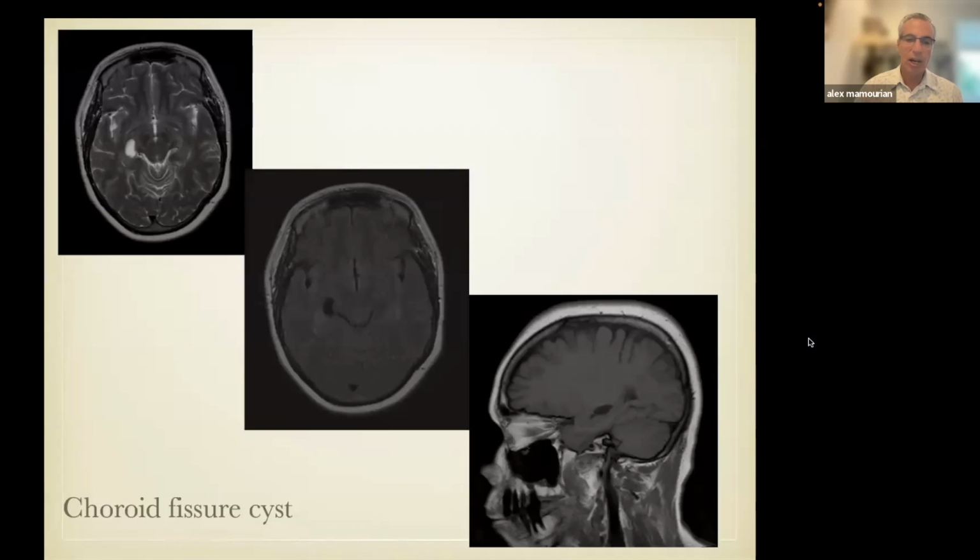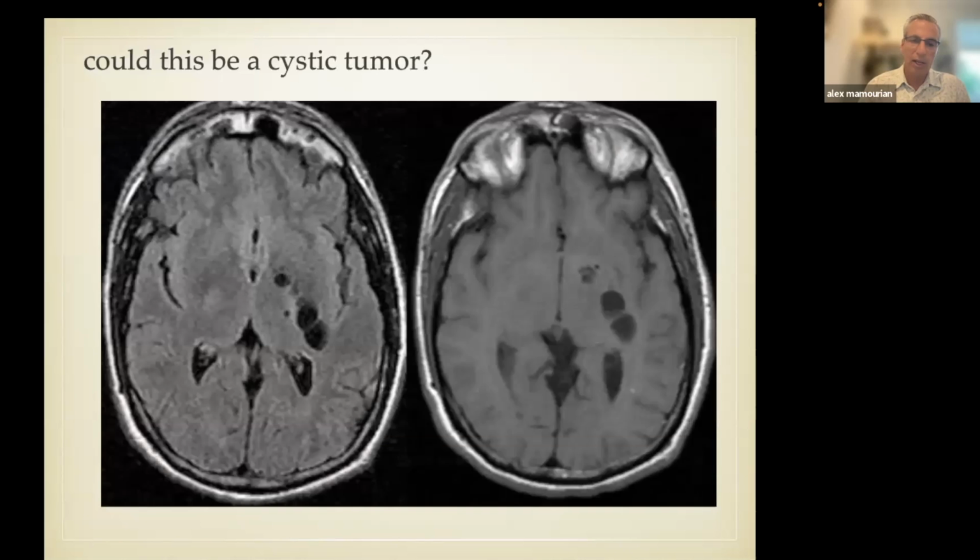Here's a patient who actually does have a choroid fissure cyst, in sort of the same location. This is what it looks like on the FLAIR scan. Here it is on the T1 weighted imaging. So again, if we think this is a benign cyst, it should suppress on the FLAIR scan.